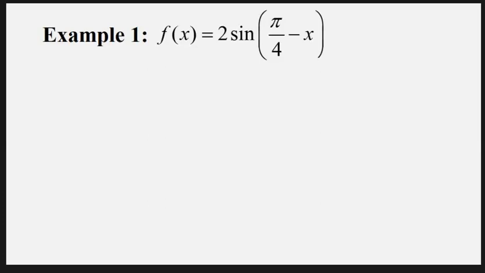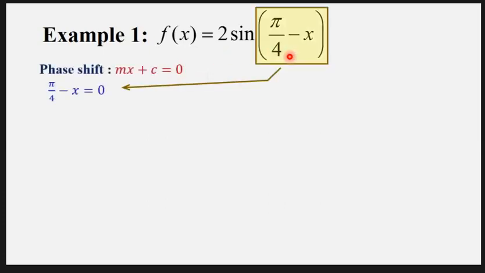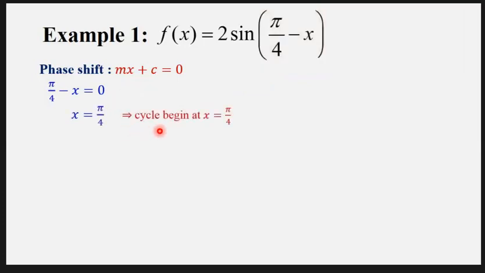Let's have a better idea on how to sketch a sine function using example number 1, where we have the function f(x) = 2 sin(π/4 − x). The first thing we want to do is find the initial point based on the phase shift, where we take the bracket term equal to 0, and we have x = π/4, where the cycle begins at x = π/4.